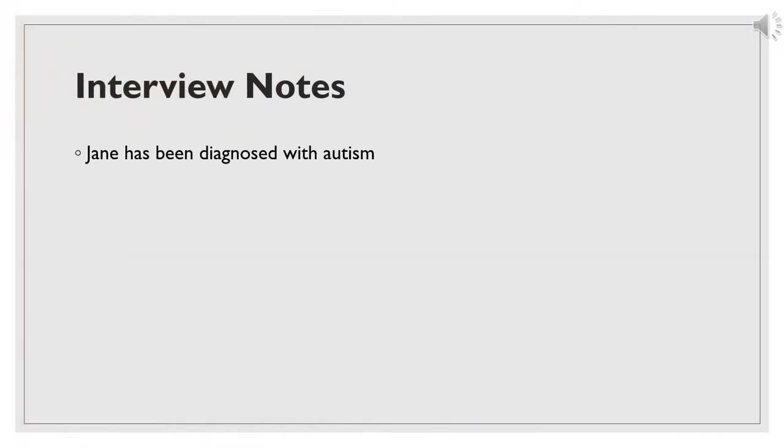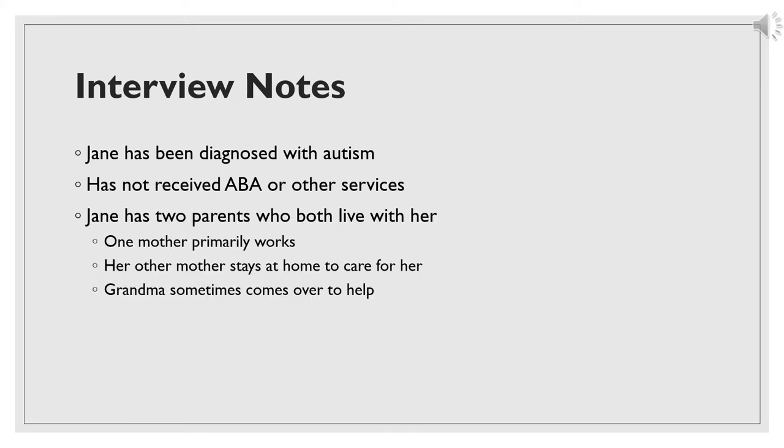Emily, the BCBA, found out some important background information regarding Jane. For starters, we learned that she has an official diagnosis of autism spectrum disorder. Additionally, we discovered that she is not receiving any ABA or related services. As for Jane's home life, we discovered that she lives with both parents. One mother has a full-time job while her other mother stays at home to take care of her. Additionally, Jane's grandmother comes over sometimes to help out. Having information regarding who spends a lot of time with Jane can help us direct parent and caregiver training in the future. We will most likely be communicating more frequently with Jane's mother, who stays home with her, as this is the parent who has the most interactions with Jane.